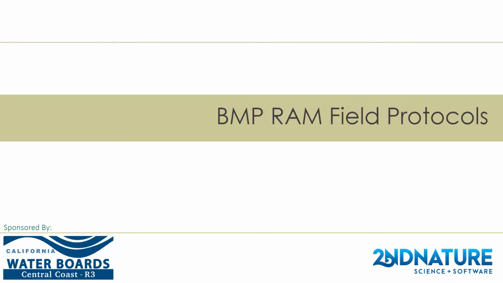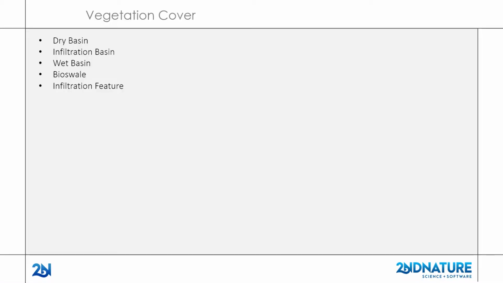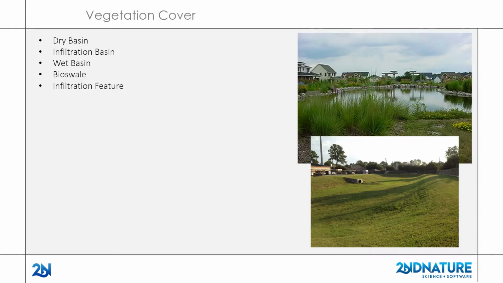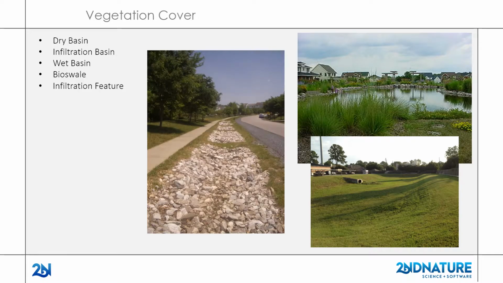This video outlines how to perform the vegetation cover field protocol. The vegetation cover field protocol is required for dry basins, infiltration basins, wet basins, bioswales, and infiltration features. The purpose of this field protocol is to quantitatively estimate the relative density of each type of vegetation present within a structural BMP. No equipment is needed for this observation other than a field datasheet or mobile device.